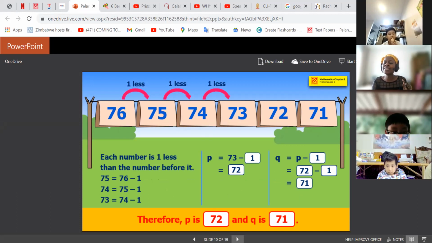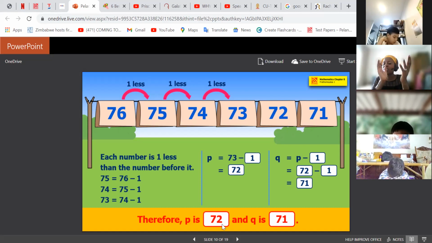Let's say we have another letter W. What would be the value for letter W after 71? We go to which number? 70. Thank you so much. That will be the next one. Why? Because we're saying less one, less one, less one. Any questions, guys? Any questions?